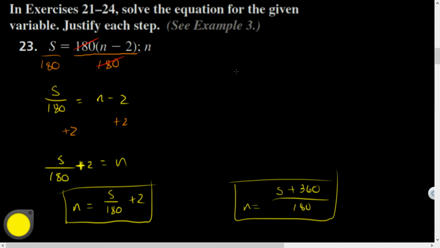All right. My bad. So in terms of my reasons, I did division property of equality, then I did addition property of equality, and then I did symmetric property of equality. Right? All right, cruising.